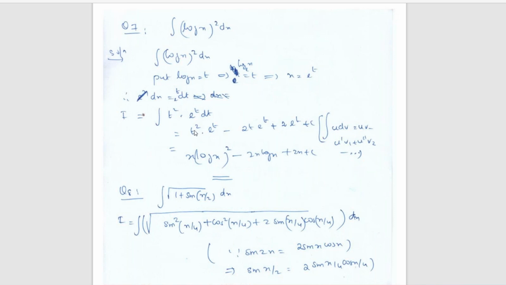Replace t by x, in terms of x. What is t? T is log x. So t square is log x the whole square. E power t is x. So x into log x the whole square minus 2x. Sorry, t is log x, so minus 2 log x, plus 2, e power t is x, plus constant of integration c.